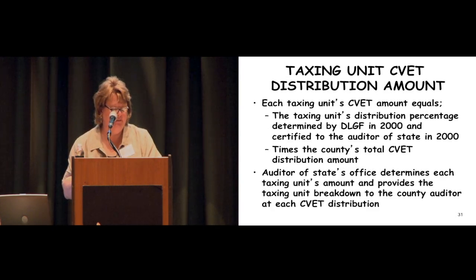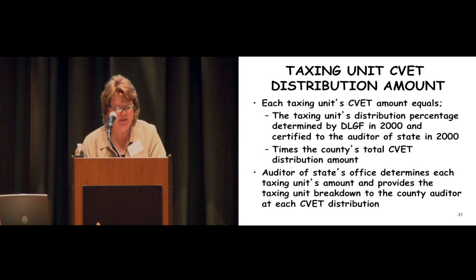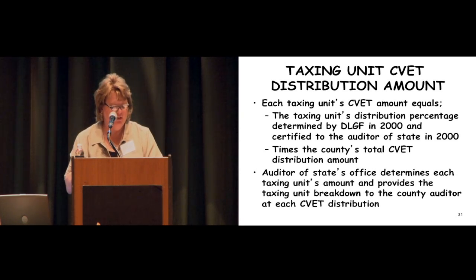Each taxing unit CVET amount equals the taxing unit's distribution percentage determined by DLGF in 2000, certified to the auditor of state in 2000, times the county's total CVET distribution amount. The Auditor of State's office determines each taxing unit's amount and provides the taxing unit breakdown to the county auditor at each CVET distribution.